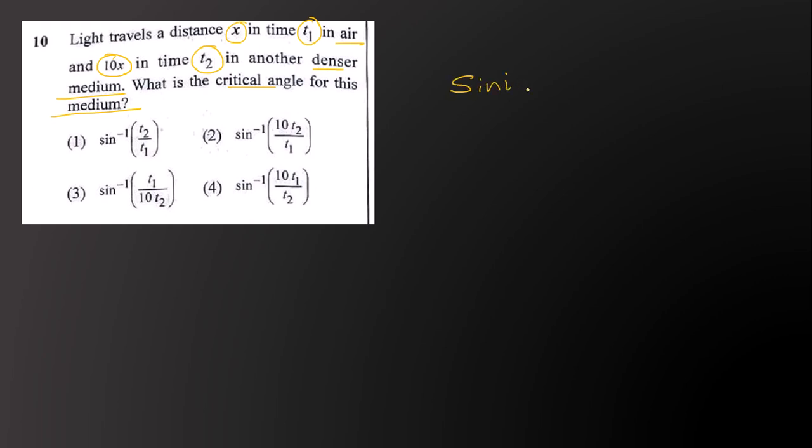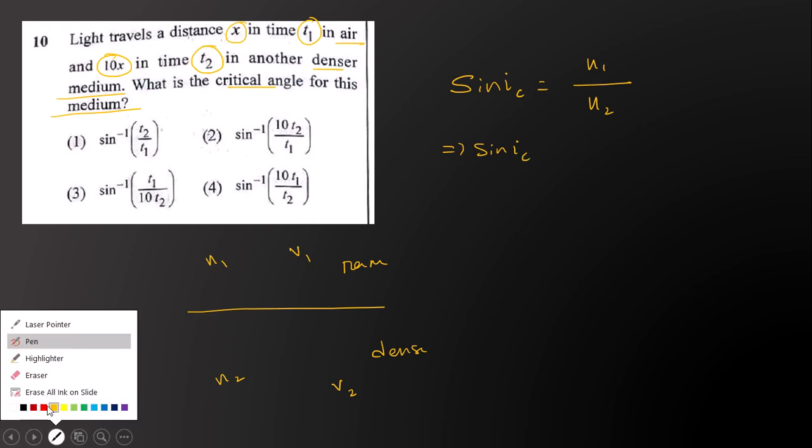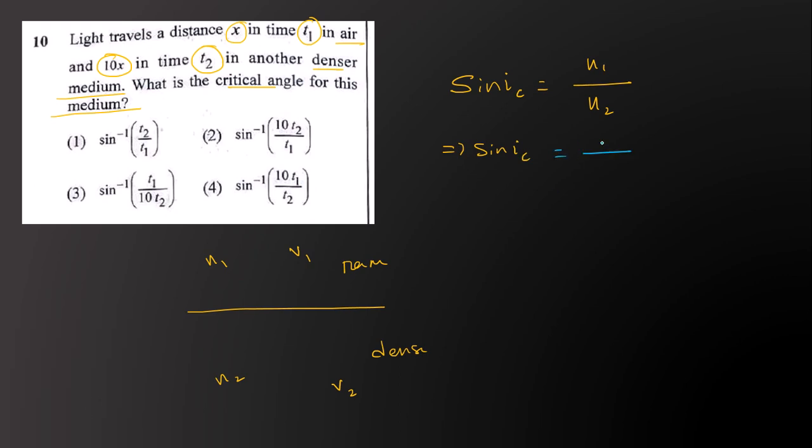The expression for the critical angle I will simply write down. Let's say this is my denser medium and this is my rarer medium. Let's say refractive index n1, here it is n2. Since it is mentioned about distance and time, which gives nothing but the speed, I will write down the corresponding speeds. So sine of the critical angle is nothing but n2 divided by n1. We also know that the refractive index is inversely proportional to the speed.